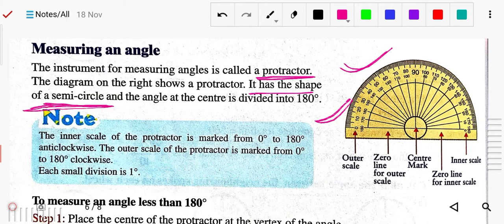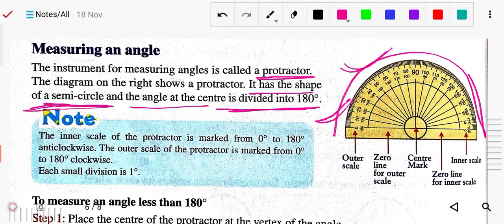Which type of shape is it? A semicircle. The angle at the center is divided into how many parts? 180 parts. You can see it starts from 0 and ends with 0. Maximum is 180, minimum is 0. So it is divided.